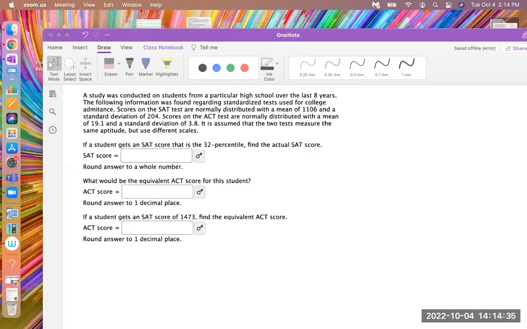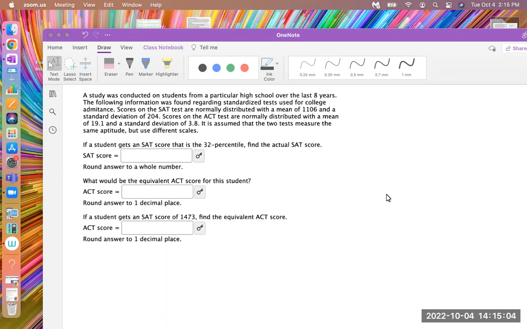All right, a study was conducted on students from a particular high school over the last 8 years. The following information was found regarding standardized tests used for college admittance. Scores on the SAT are normally distributed with mean of 1106 and standard deviation of 204. Scores on the ACT are normally distributed with a mean of 19.1 and standard deviation of 3.8. It is assumed that the two tests measure the same aptitude but use different scales.